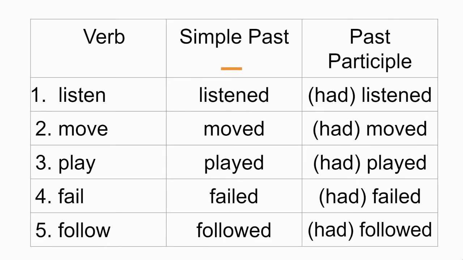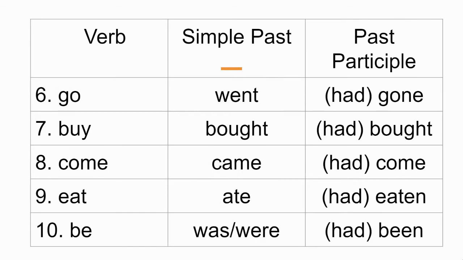For number 1, the past participle of listen is had listened. 2. Move, had moved. 3. Play, had played. 4. Fail, had failed. 5. Follow, had followed. Once again, these verbs are examples of regular verbs.